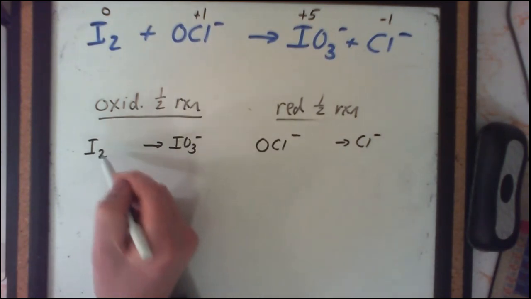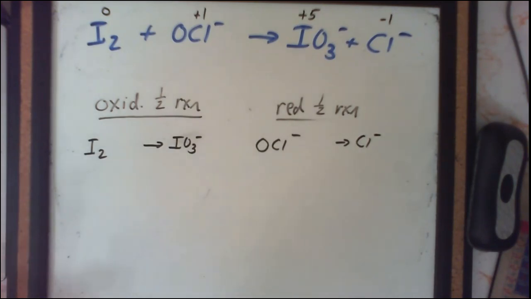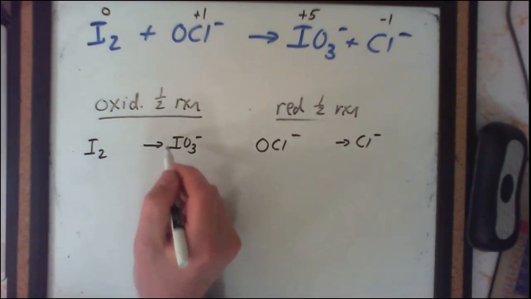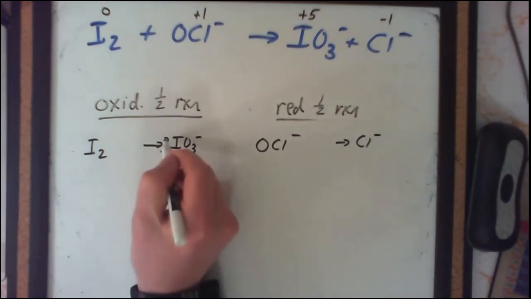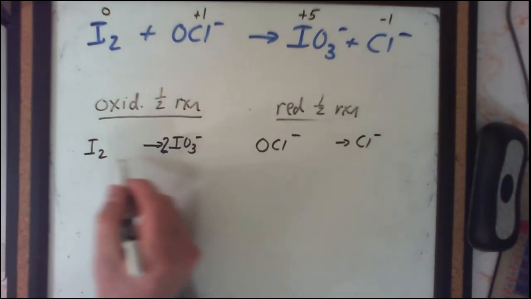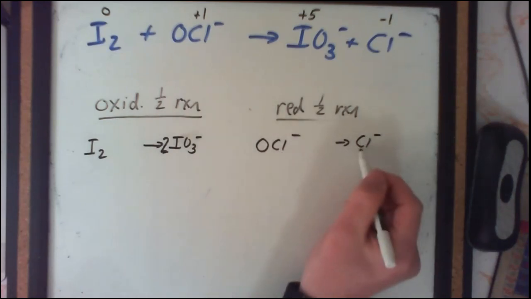Now we go through our process. So the first step is to mass balance everything but hydrogen and oxygen. We have 2 iodines versus 1 iodine. So finally, we have something to do here. We need to mass balance the iodines by changing that coefficient to a 2. Now I have 2 iodines, matches 2 iodines. 1 chlorine matches 1 chlorine, so nothing to do for the reduction half reaction.